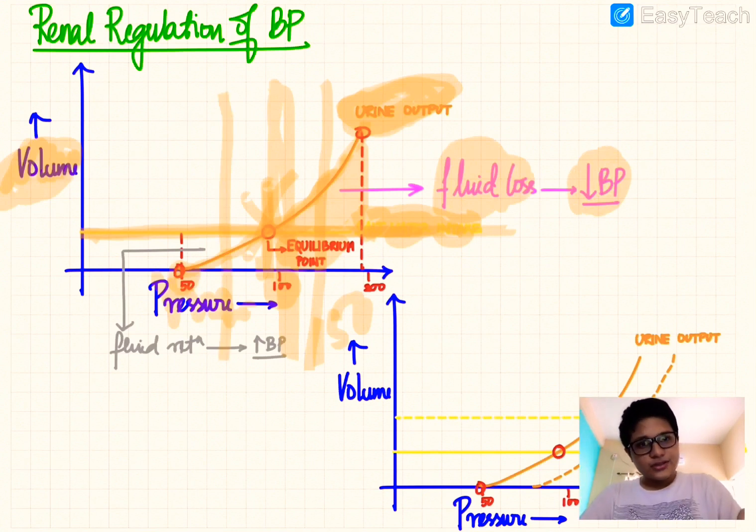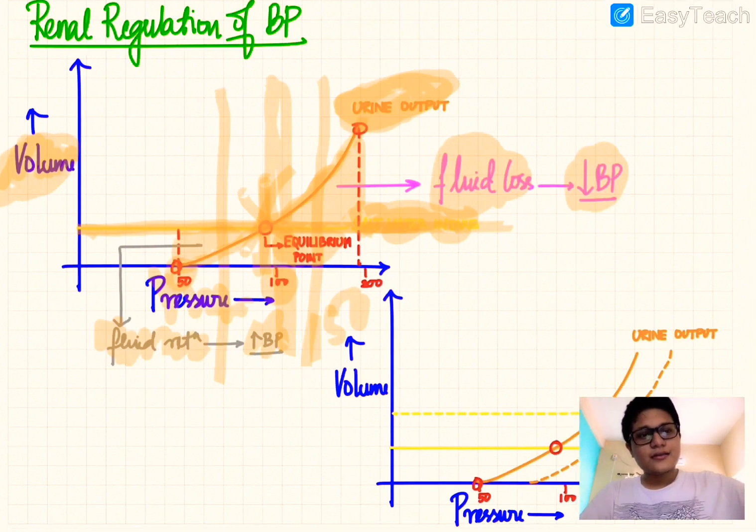Now suppose your blood pressure is around 75 millimeters of mercury. So it is in this portion of the curve. Over here your intake, salt water intake, is exceeding your urine output. So input is exceeding output. So you will have a fluid retention, and this will ultimately lead to an increase in blood pressure. I hope you are getting the point.